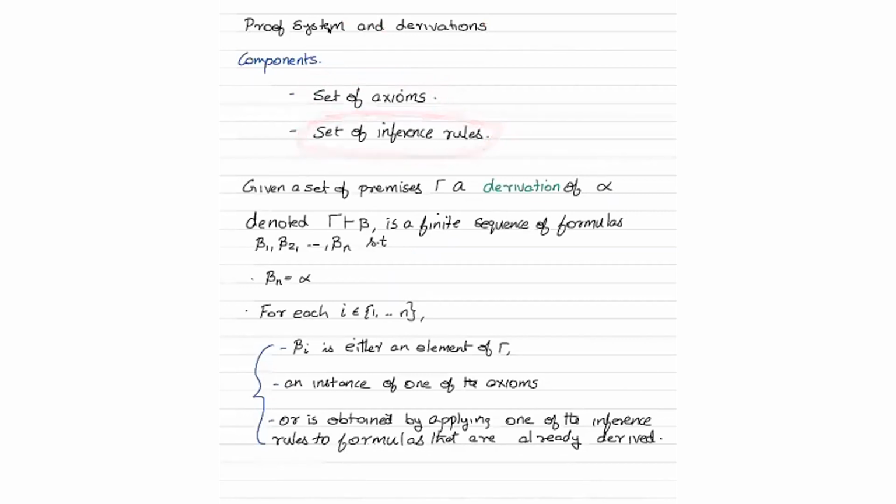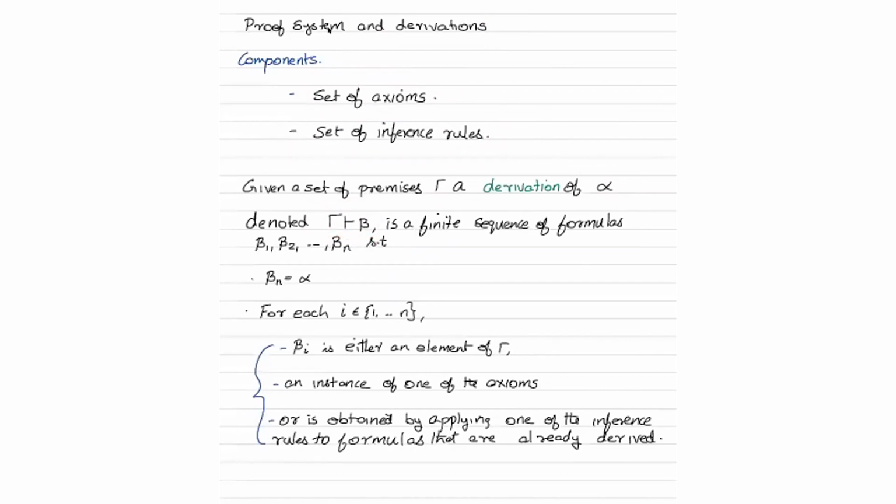Now we have a notion of derivation. So what is a derivation? Given a set of formulas as premises, where gamma is a set of formulas, I'm going to explain what it means to say that a formula alpha can be derived from this set of premises gamma. This is the notation that I'm going to be using. Gamma entails beta.